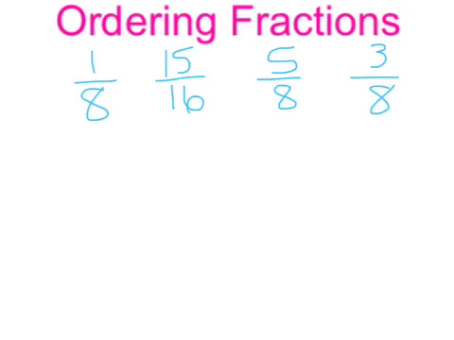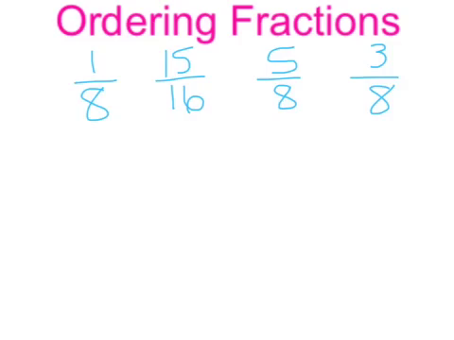The first thing we want to do when ordering fractions is always look at the denominators to see if they are the same. In the case of this set of fractions, 3 of the denominators are the same and 1 is different. We can still determine which fraction is the smallest, which is the order we're going to put it in from least to greatest, by looking at the numerators.